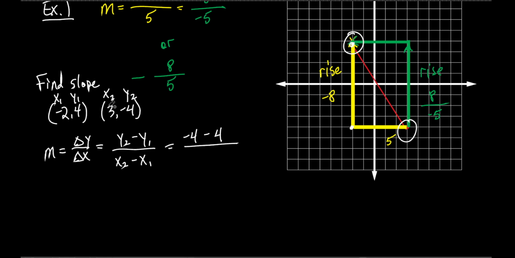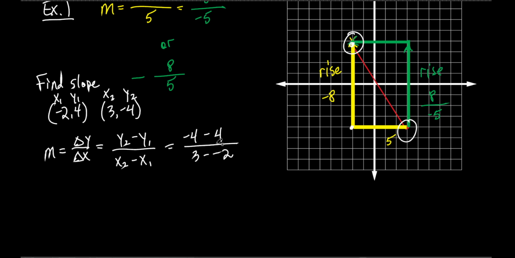So let's go x2 minus x1. So x2 is 3 minus, it's not just minus 2. What are we subtracting? Minus a negative 2. That's right. Minus a negative 2. Okay? So that's the key right there, setting it up.